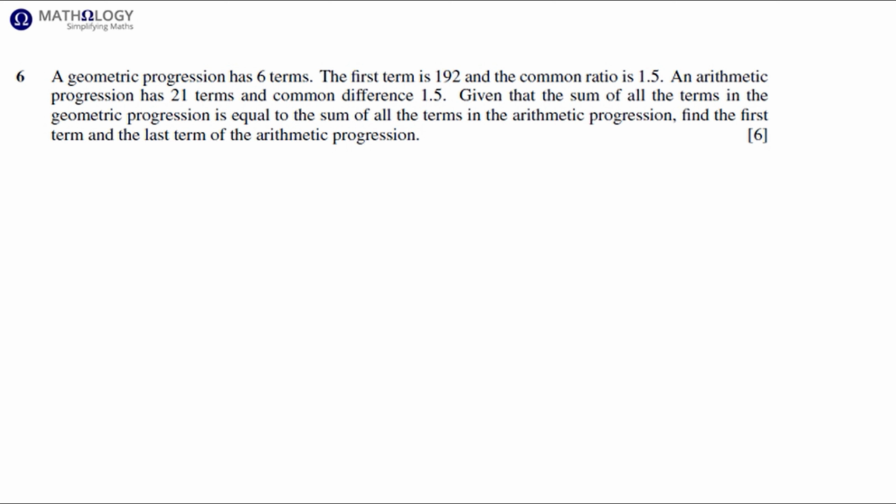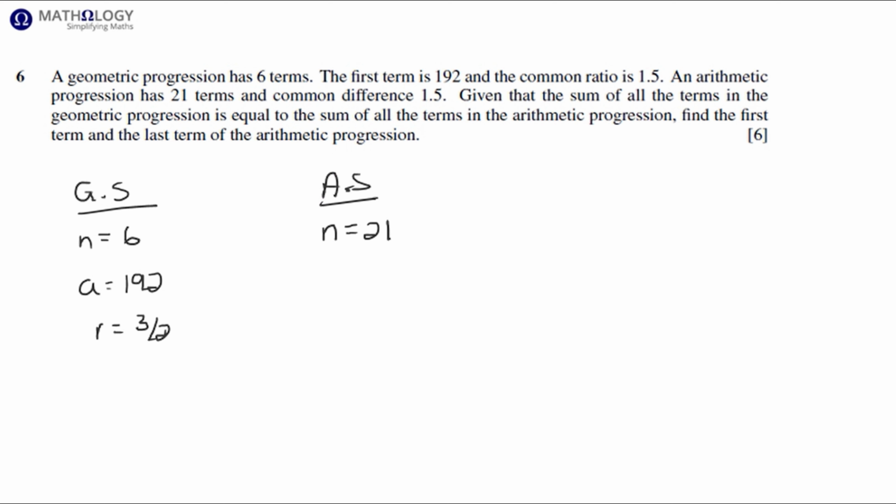Okay, let's start with the GS, the geometric progression or geometric sequence. It has 6 terms, so we know that n equals 6 for the geometric sequence. The first term is 192, and the common ratio is 1.5, which is 3 over 2. The arithmetic sequence or progression has got 21 terms, so n equals 21, and the common difference equals 1.5 or 3 over 2. We're told that the sum of all the terms in the geometric progression is equal to the sum of all the terms in the arithmetic progression.